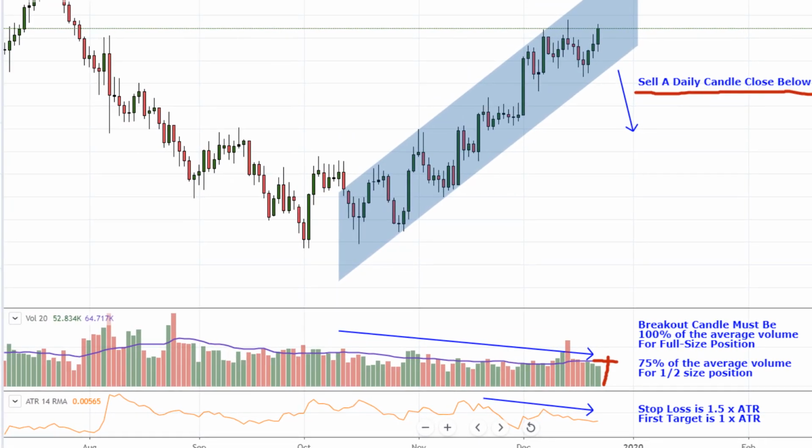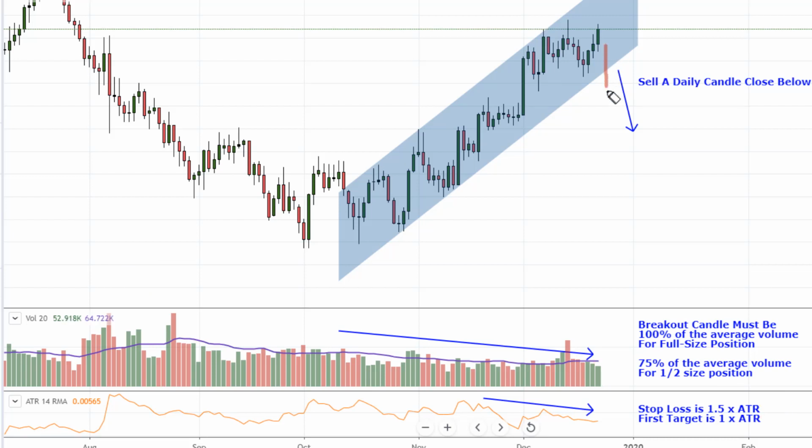You can calculate the percentage of the volume here by dividing this volume number by this volume average. Your result should be at least 0.75. If you don't get 0.75, I would stand aside on the trade. The stop loss will be 1.5 times the ATR, and the first target will be 1 times the ATR.